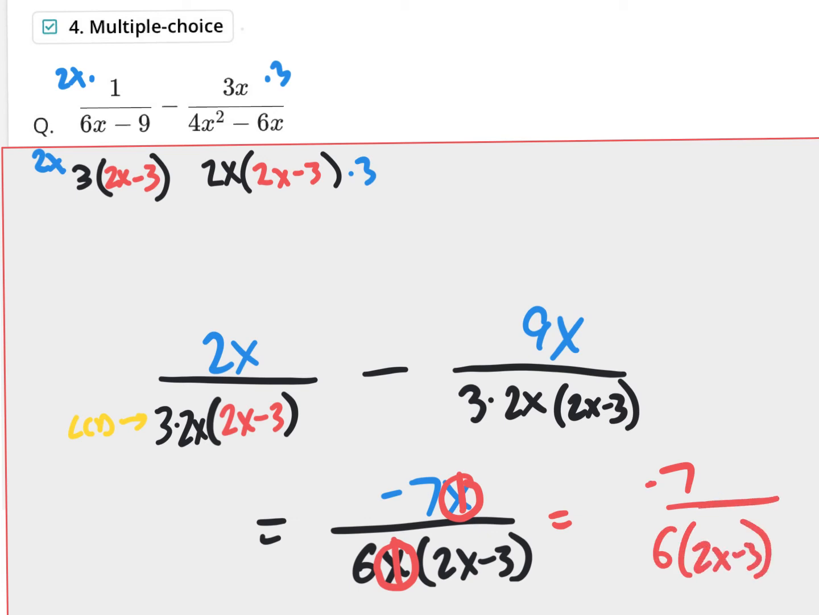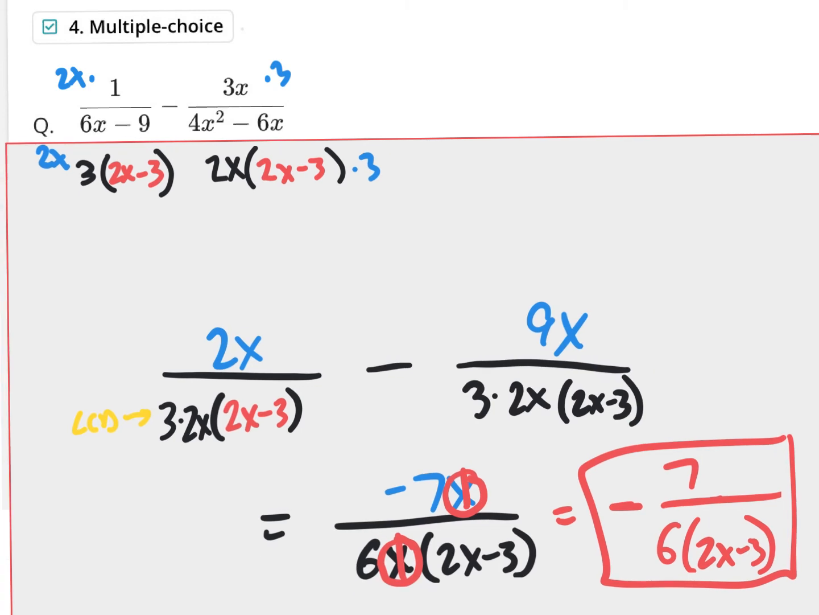That is your answer. Now the negative might be written on top with the 7, or it could also be written just out here in front of the fraction. But that's your final answer. Let's go to the multiple choice options to see where it's at.